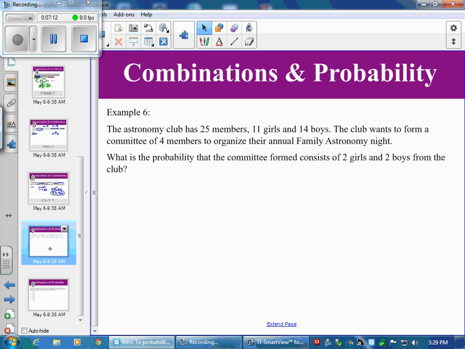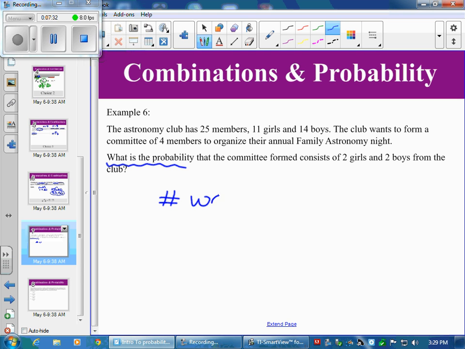Now, each question we've done so far has just been talking about how many ways something can occur. We haven't really gotten into probability yet. If you notice in question 6, as you get down towards the end, it's asking me for a probability. Just to review, probability is when you take the number of things you want and divide it by your total. So what do I want out of my total?